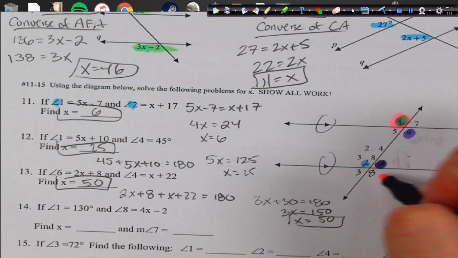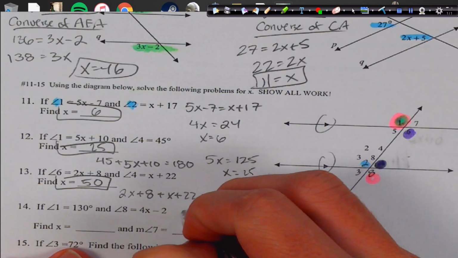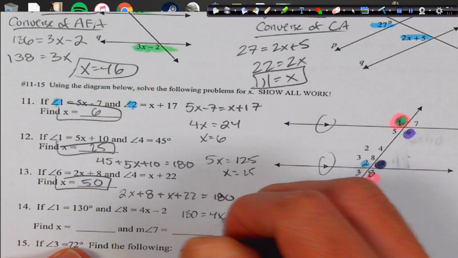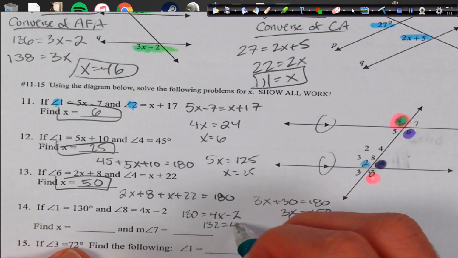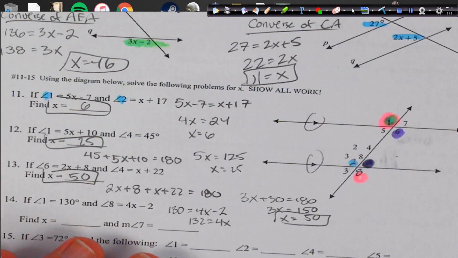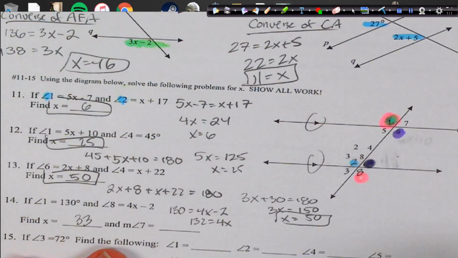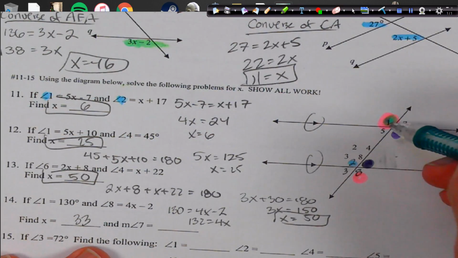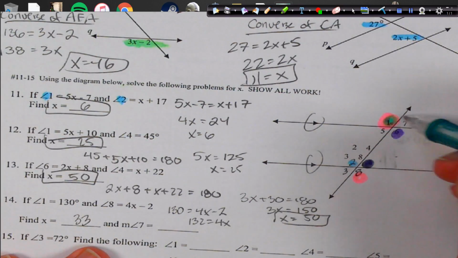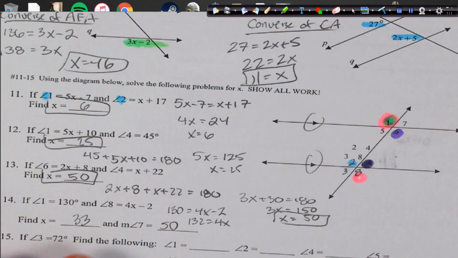1 and 8, those are alternate exterior angles. So we can set those equal to each other. Add the 2 over. Divide by 4. And x equals 33. But then I've got to go ahead and plug it back in to find angle 7. Well, if I find angle 1, that's 130. 7 must be 50. Okay.